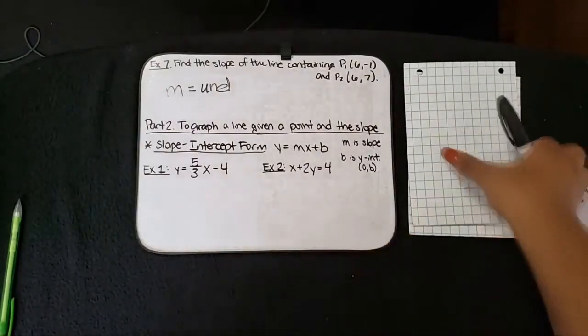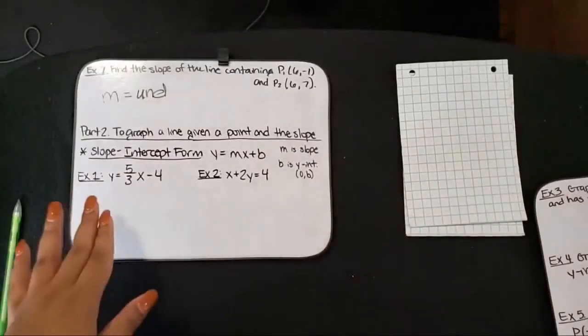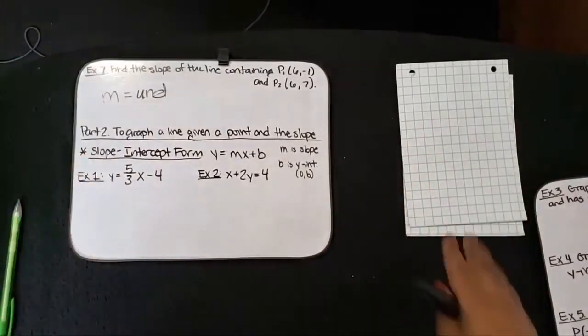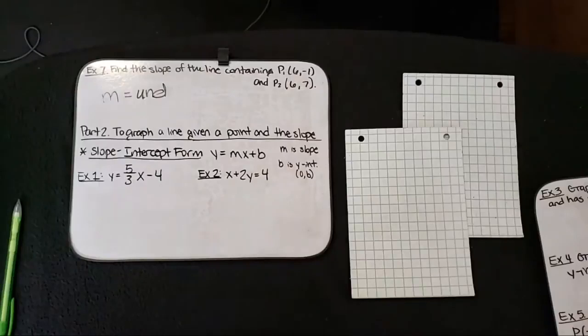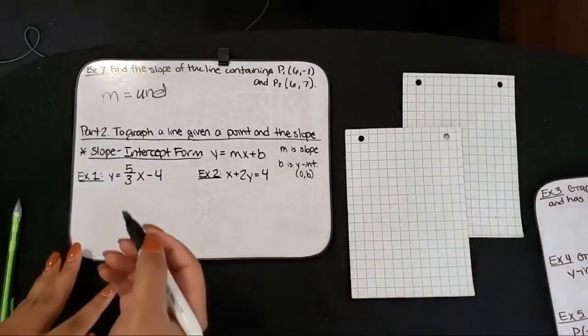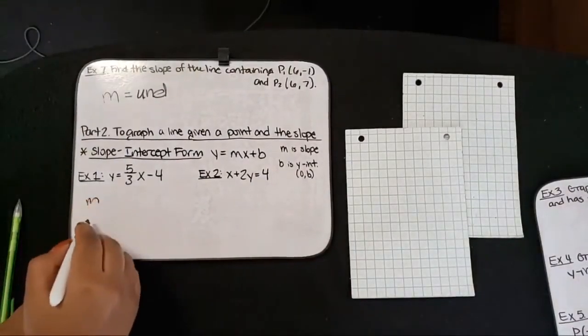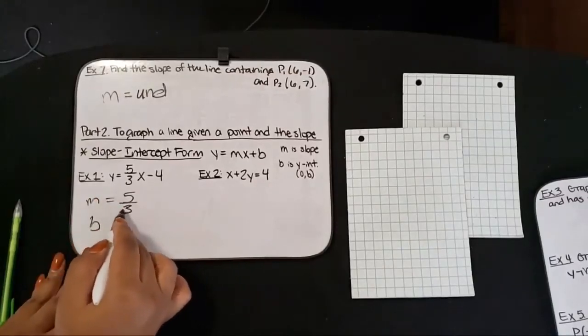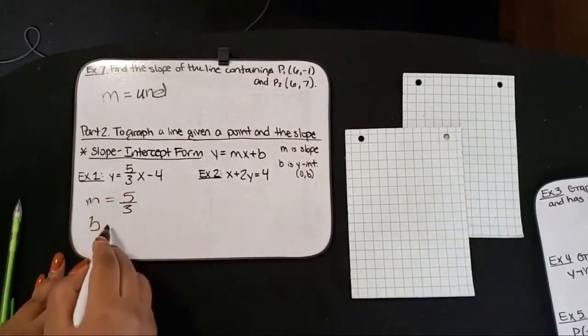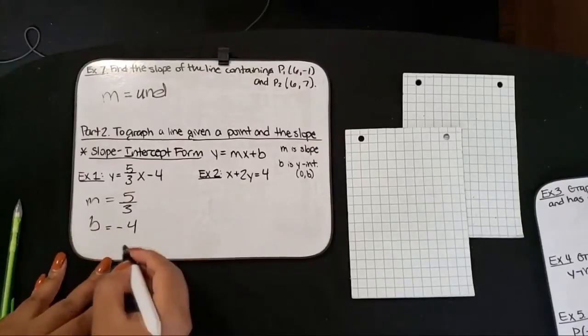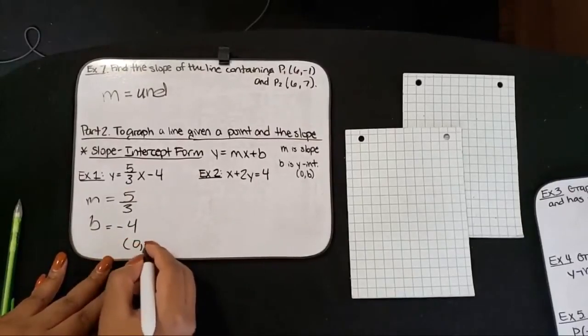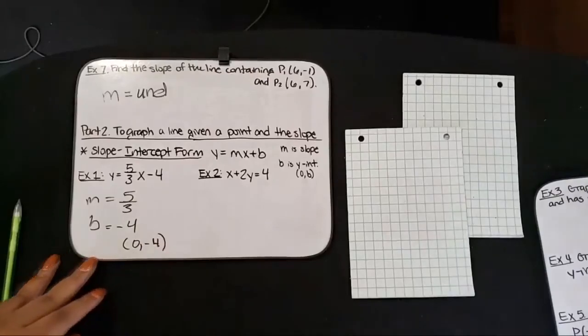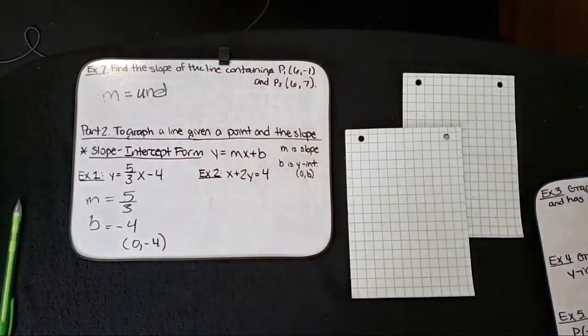So with example 1, it's already in slope-intercept form, which is perfect for us. So we just have to identify what our m and what our b is. So our m is 5 over 3, and our b is negative 4. So that means that we're going to be plotting 0, negative 4.